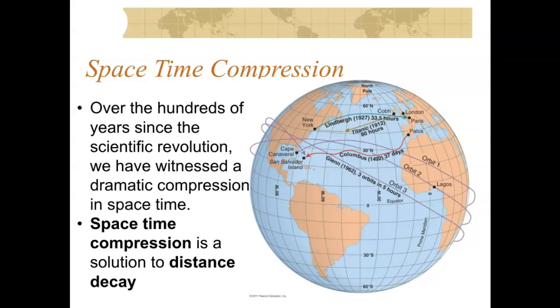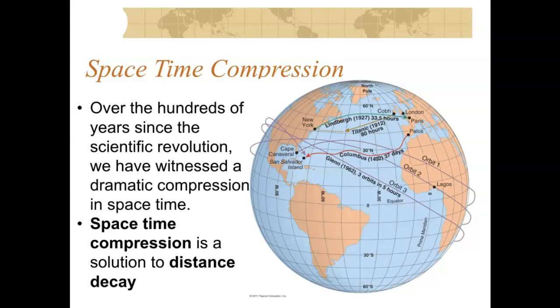Over the past hundreds of years since the scientific revolution, we have witnessed a dramatic compression of space-time. And if you look at that globe on the right-hand side, it helps you think about that. So when Columbus traveled the ocean blue and stumbled upon Central America, it took him about 37 days to sail from Spain to the Caribbean.